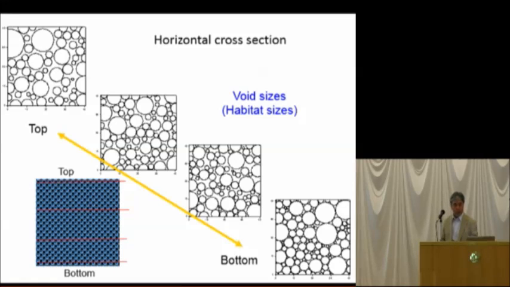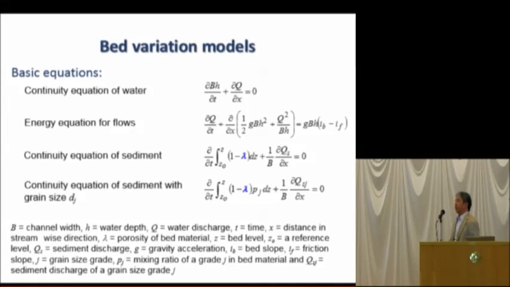Okay, so now I want to explain our bed variation model. These are the basic equations for the one-dimensional bed variation model. This is a continuity equation of flow and energy equation for flow, continuity equation of sediment, and continuity equation of sediment with grain size dj. And so far, we assume lambda, the porosity, is constant. So these equations are closed, and we can analyze.